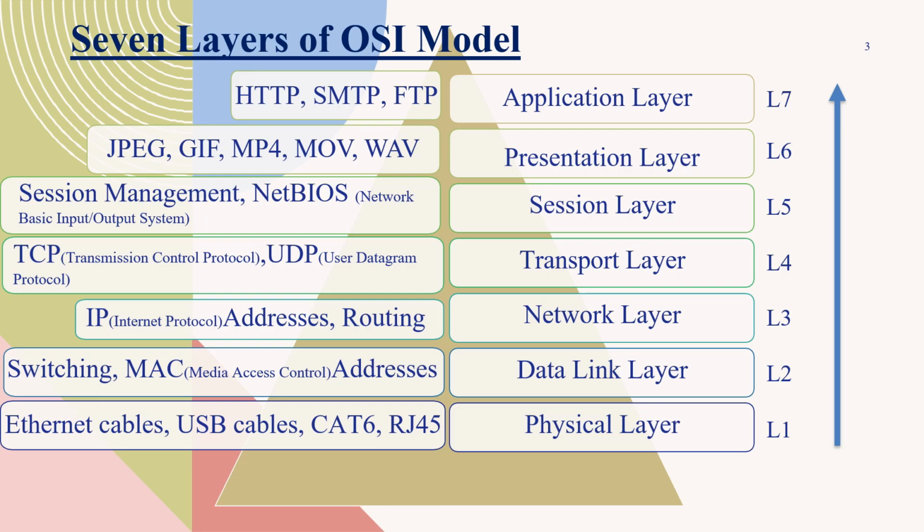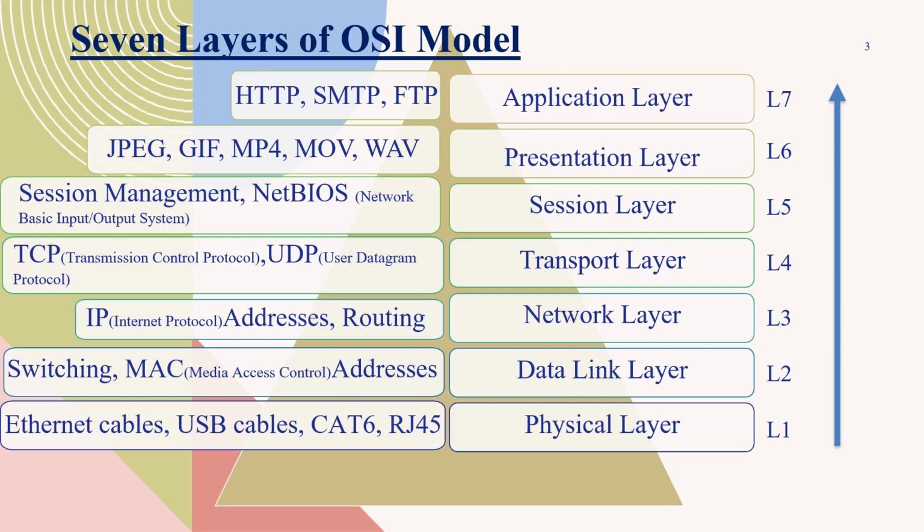Presentation layer. Layer 6 is responsible for translating between the application layer and the lower layers. It deals with the syntax and the semantics of information exchange between systems, handling tasks such as data compression, encryption, decryption, character set conversions, and formatting. Example: JPEG, GIF, MP4, MOV, WAV, media files.